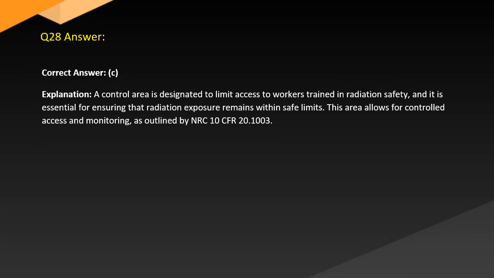Answer. Correct answer, C. Explanation. A control area is designated to limit access to workers trained in radiation safety, and it is essential for ensuring that radiation exposure remains within safe limits. This area allows for controlled access and monitoring, as outlined by NRC CFR 20.1003.